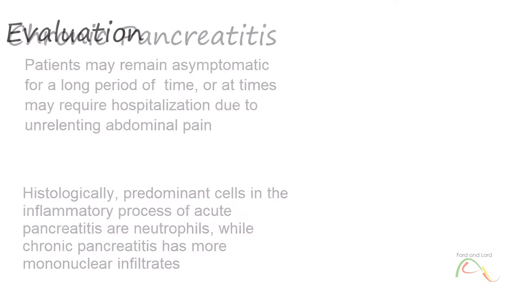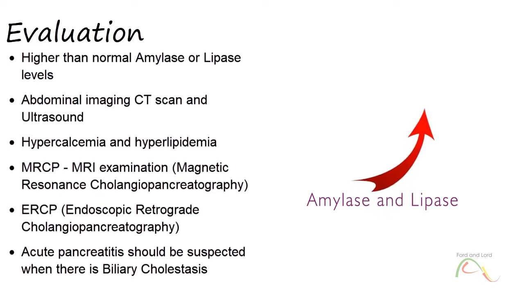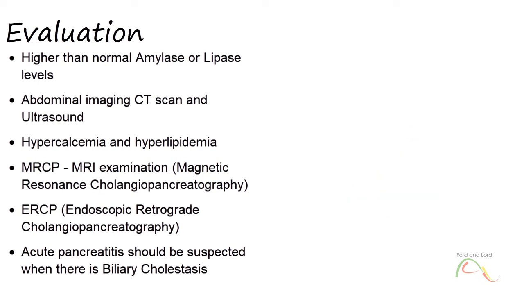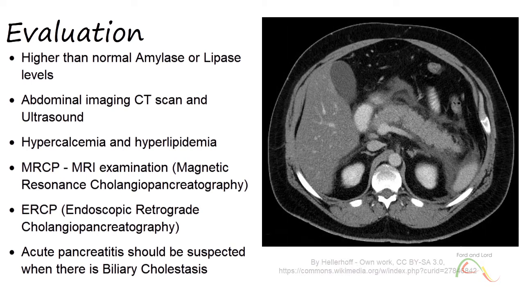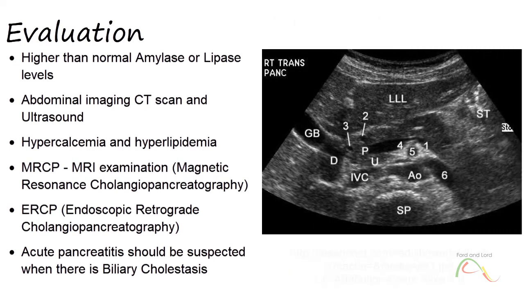Evaluation. Diagnosis of pancreatitis is made on the basis of the following criteria: amylase or lipase level, which is almost 3 times above the normal limit. Abdominal imaging consistent with acute pancreatitis. Acute pancreatitis should be suspected whenever there are abnormalities which suggest biliary cholestasis, hypercalcemia, and hyperlipidemia.